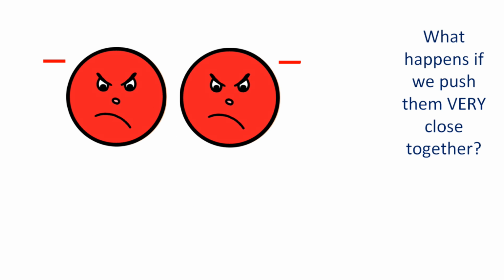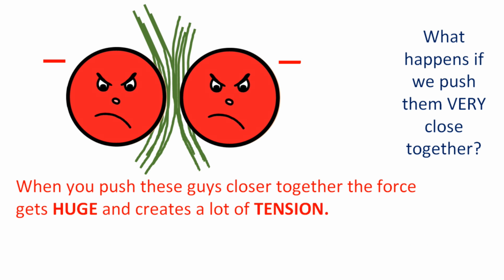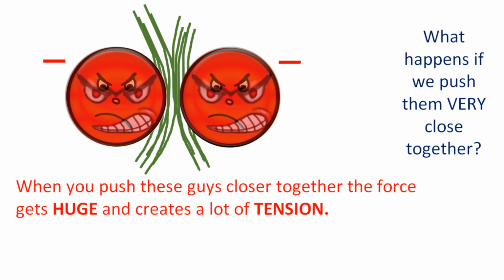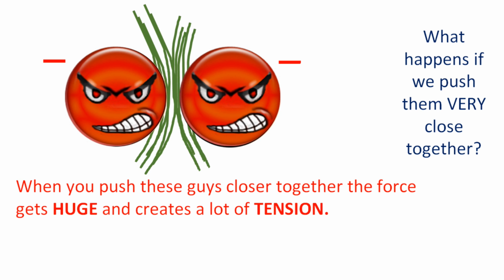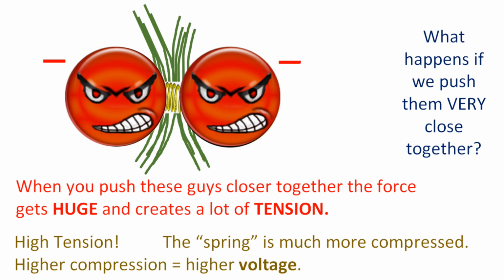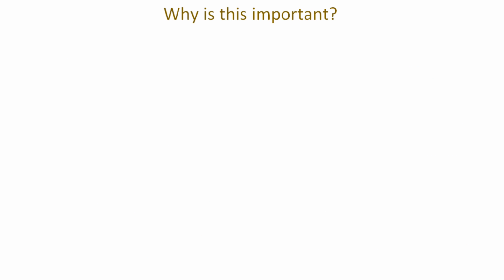So here we go, we're going to push them together, really close together this time. Oh, the force gets huge. It creates a lot of tension between these guys. High tension, you've all heard of high tension wires? The spring now is much more compressed. Higher compression is higher voltage, higher tension, higher voltage. High tension wires are high voltage wires. Don't touch them. We all know tension. So why is this important?